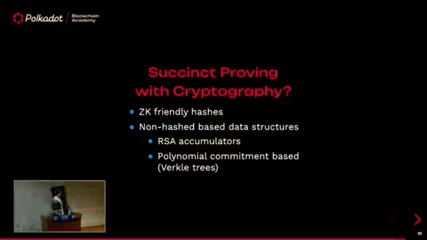Additionally, you might be using some non-hash-based data structures because, again, you want something that's a little bit more ZK-friendly. That could look like RSA accumulators or maybe be polynomial commitment-based. So a polynomial commitment is kind of like a hash function on steroids. You can have one small piece of data that is a commitment, like a hash, to many different things. So you can use this polynomial commitment to commit to a bunch of different statements.